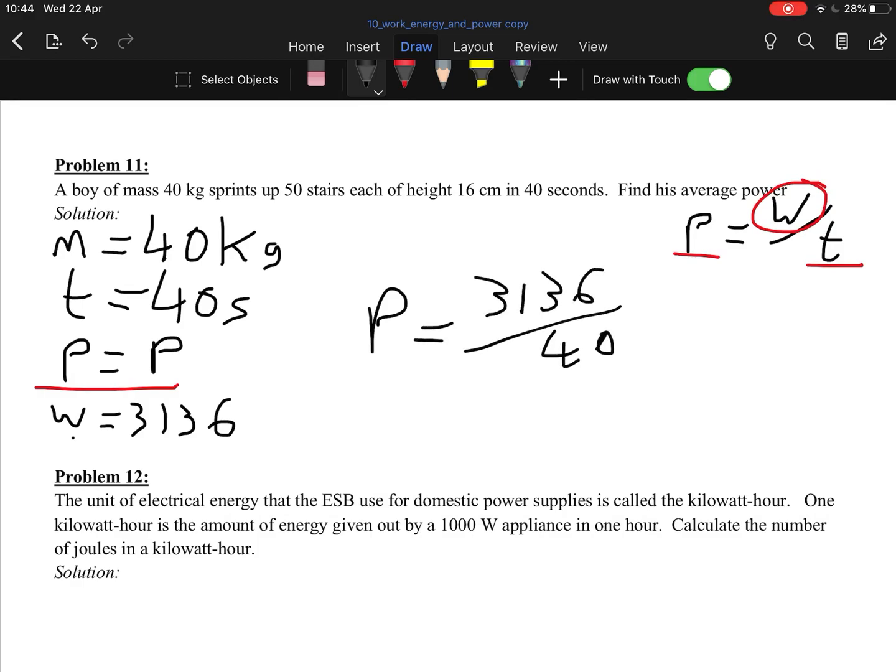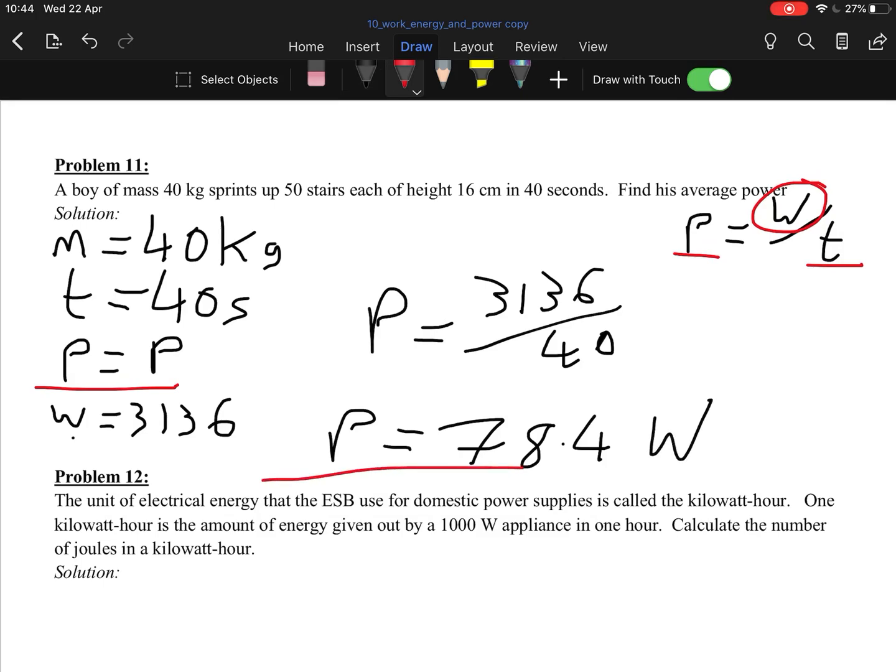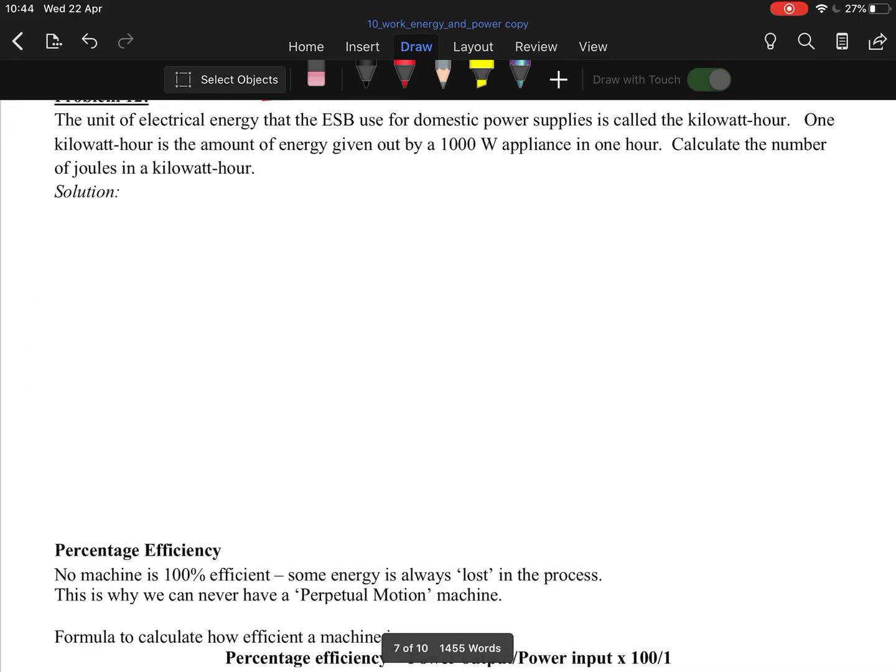So power is work divided by time. So power is 3136 over 40. So my power here should work out to be 78.4 watts. Now, actually, if you forget what the SI unit for power is, the watt, look at it this way. Work done is joules and time is seconds. So you can also say joules per second. So if you're ever stuck and you can't remember a watt, think of it that way. Joules over time, okay? Joules over seconds.